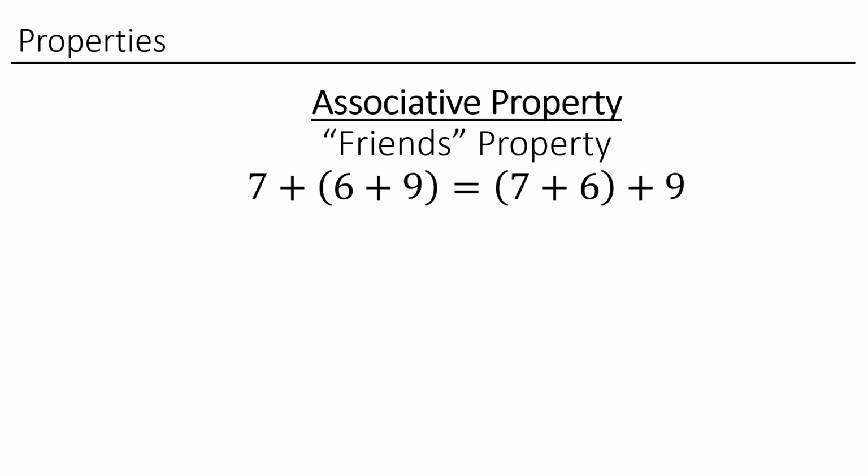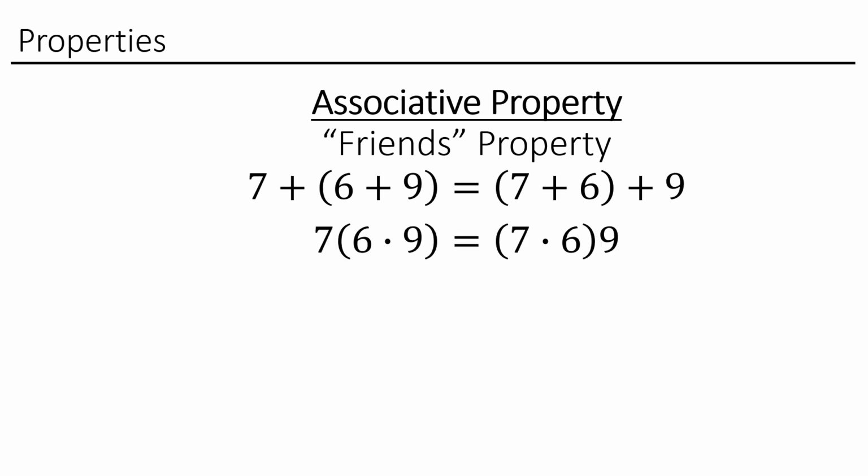I think about it as 3 friends sitting in a booth around a table. These 2 friends can sit next to each other, or these 2 friends can sit next to each other. It doesn't really matter. You're all still sitting around the same table. That just means we can add these 2 together first, or we can add these 2 together first. It doesn't matter. You still get the same answer.